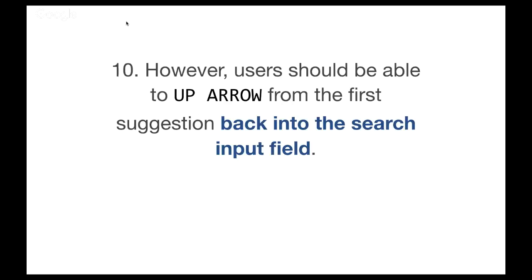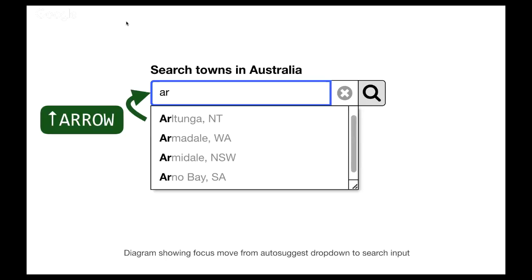What else do we need to do? Oh yeah, however, if a user's in the auto-suggest list and the focus is down there and they use the up arrow, they should be able to move backwards through the auto-suggest items and up into the input. So in this example, they're using up arrow and move from the auto-suggest list back into the input.